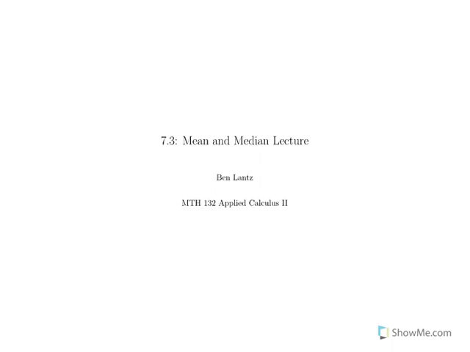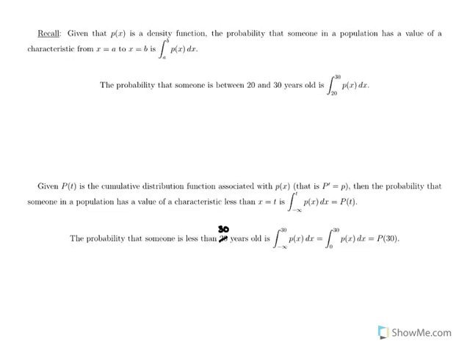In our final section of Chapter 7, we are going to combine a lot of ideas of the first two sections and look at mean and median, two common application problems of the probability density function and cumulative distribution functions. So first, let's review what we learned in 7.1 and 7.2.